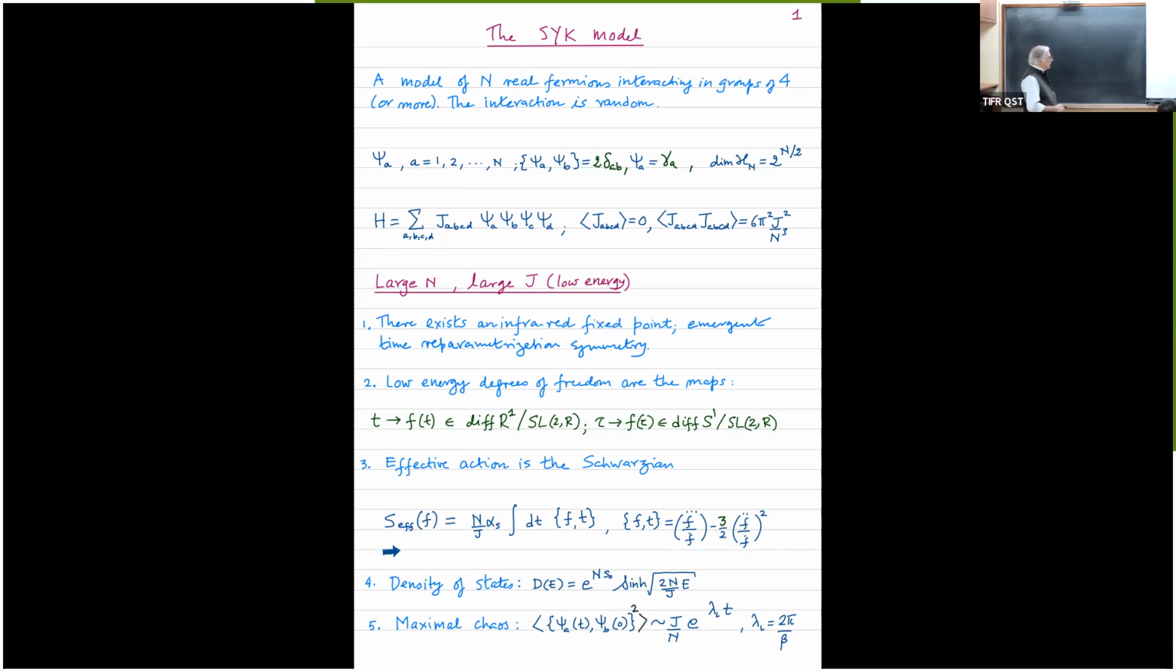The low energy degrees of freedom are these maps from time, some function of time, with S1. And you have to mod out by SL2R, and this is the main culprit, and all the difficulty of solving this model.